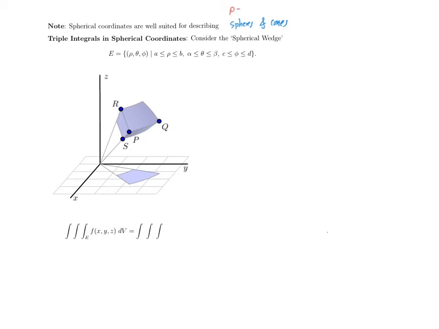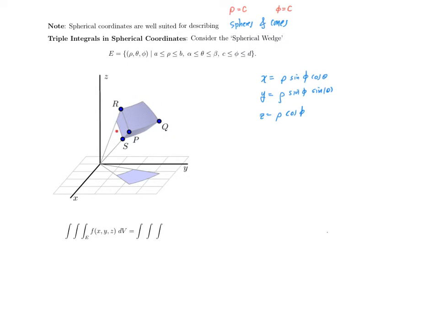A sphere of radius c centered at the origin is represented as rho equals c, and cones are represented by phi equals a constant. Furthermore, let me remind you of the standard relationships between Cartesian and spherical coordinates. So we have x is equal to rho sine phi cosine theta, y is equal to rho sine phi sine theta, and z is equal to rho cosine phi. Our goal in this video is to discuss how we can evaluate a triple integral in spherical coordinates.